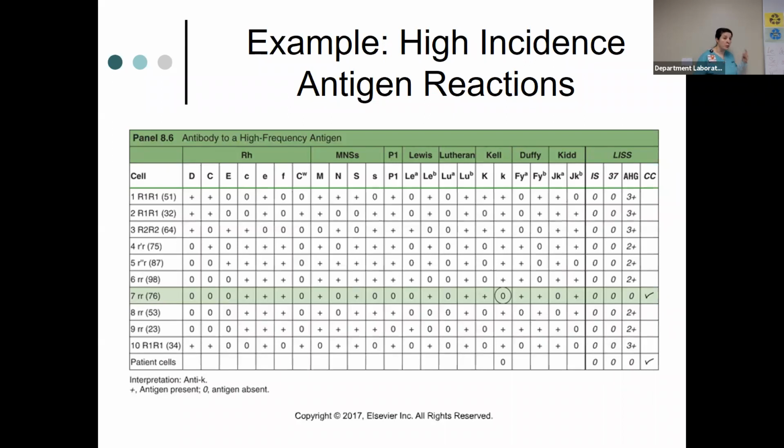Okay? Do you think you can rule everything out with that one cell? No, and it is very, very difficult to find Chido negative cells. Okay? So this is an example of what an antibody to a public antigen looks like. But notice, it's not an autoantibody because we do have one negative cell and our auto control is negative, okay? So definitely not an auto.